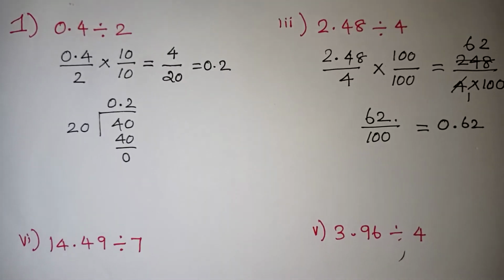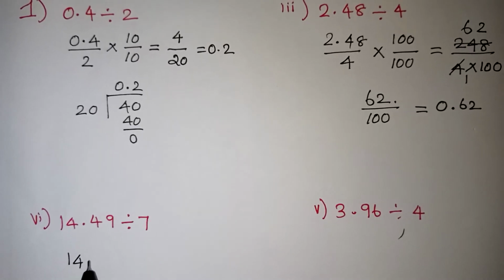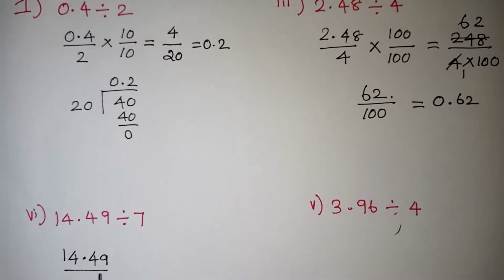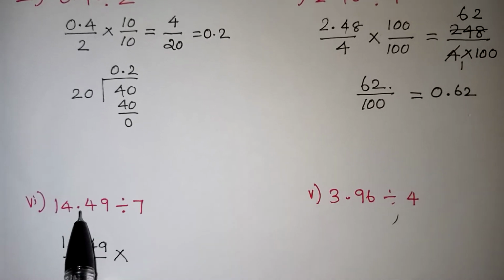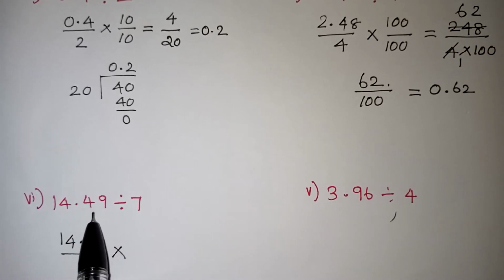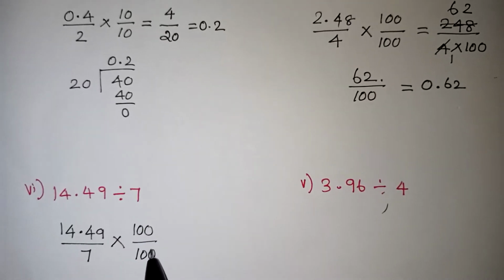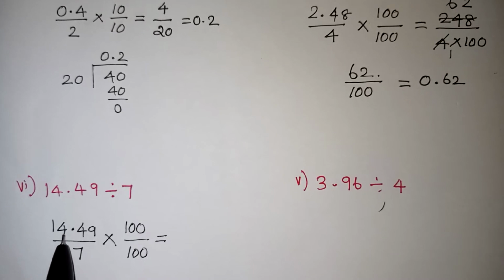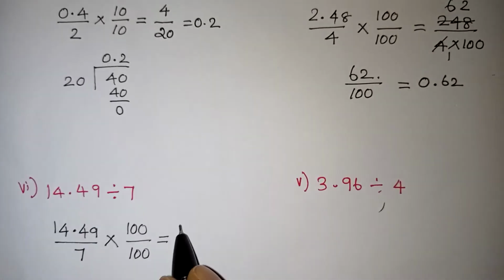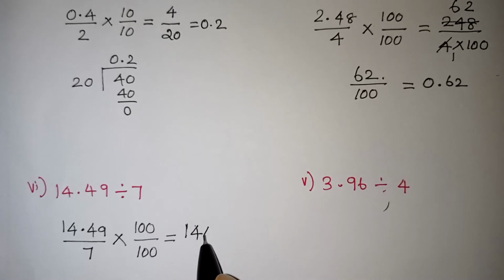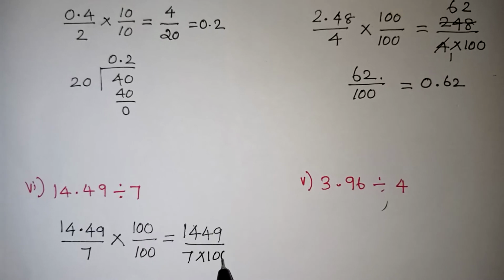14.49 divided by 7 is our question. First we write the division as a fraction. Now we are going to multiply and divide by what number? Here after the point, how many numbers are there? 2 numbers. So we have to multiply and divide by 100. When you multiply 14.49 into 100, the point will go to this side. So this will become 1449. In the denominator we are having 7 into 100. You keep it as it is.